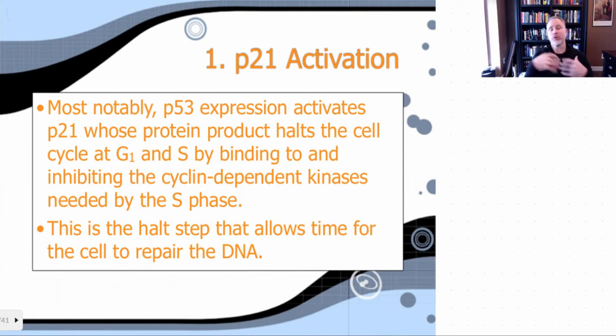P21 is another gene that produces a protein that's going to halt the cell cycle in G1 and S, and it's going to inhibit these different types of cyclin-dependent kinases that are needed in the normal S phase that we talked about in one of the earlier sections. What the S phase is doing is synthesizing the DNA. There's a lot of cyclin-dependent kinases that are necessary in order to synthesize the DNA. But what the P21 protein is going to do is bind to some of these CDKs, and it's going to prevent the S phase from occurring. Okay, and this is the type of halt step that's needed so that the cell can actually repair its DNA.